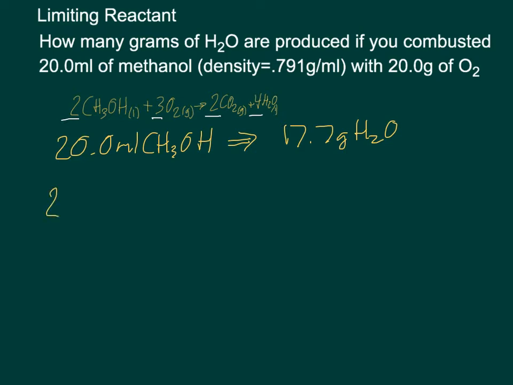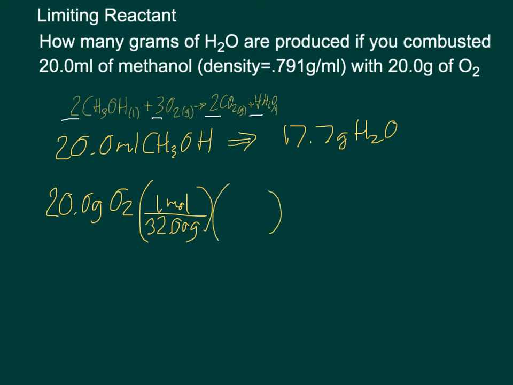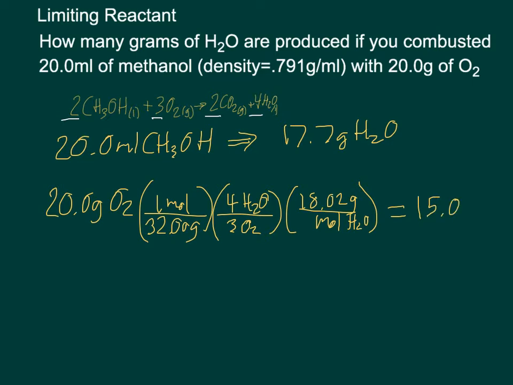So now what we need to figure out is how much we can make off the oxygen. We're going to start with 20 grams of O2, and the first thing we're going to do is our usual, go to moles. So 1 mole of oxygen, in this case molecular oxygen, 2 of them, so it's 32.00 grams. Now I need to convert to moles of water. You notice that there are 4 moles of water for every 3 moles of O2, so I'm going to multiply by 4 and divide by 3. And I know that it is 18.02 grams per mole of the water. Okay, so when I do this out, I get an answer of 15.0 grams of H2O, to 3 sig figs.